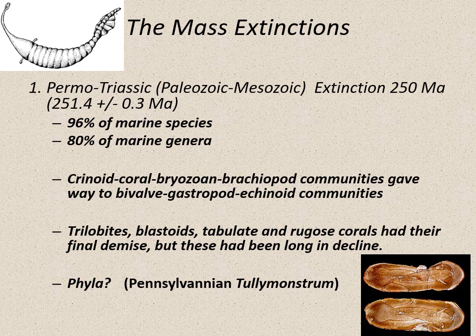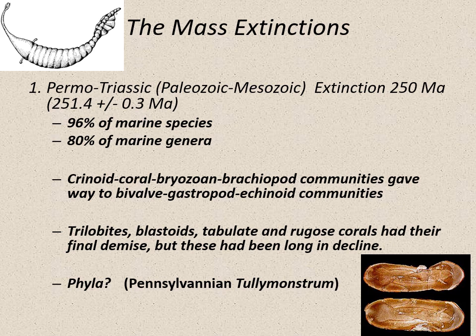communities, were significantly affected, and they were then replaced predominantly by bivalve, gastropod, and echinoid communities. So we went from having one type of mollusk, or not mollusks in this case, but certain organisms filling certain niches being replaced by ones that were a little more effective at doing so.